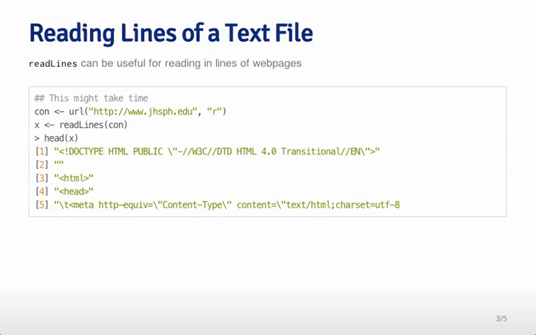For example, you'll learn about the readlines function for reading text from a file. In this case, what we're going to be doing is reading lines from the website of the Johns Hopkins Bloomberg School of Public Health. So this is the website right there. We go to that website and then we use the readlines function to read the text from that site. And then we look at that text and you can actually see the HTML code, and it's actually been sucked into R so that you can then use it to analyze the website.